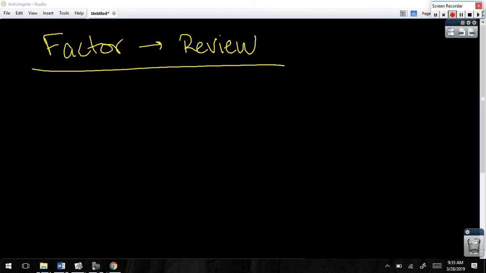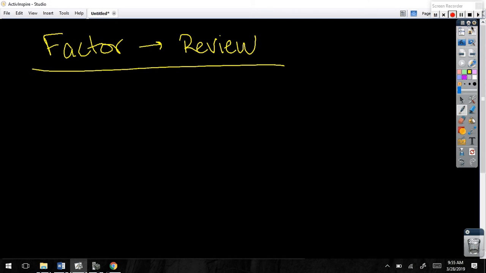When we factor, remember that's where we're multiplying the first and the last together and trying to find the two things that make what's in the middle, and splitting it up and slashing it, right? So let's review one just real quick. Let's say I have x squared minus 12x plus 36.